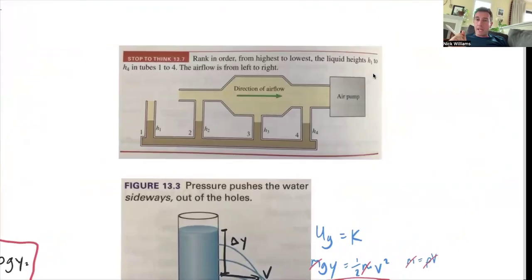One more stop and think. Rank in order from highest to lowest the liquid heights H1 to H4 in tubes 1 to 4. The airflow is from left to right. Okay, so I have an air pump. Right here, there is no overall motion, so I just have atmospheric pressure. So that'd be 1 atmosphere plus no additional pressure from the speed.